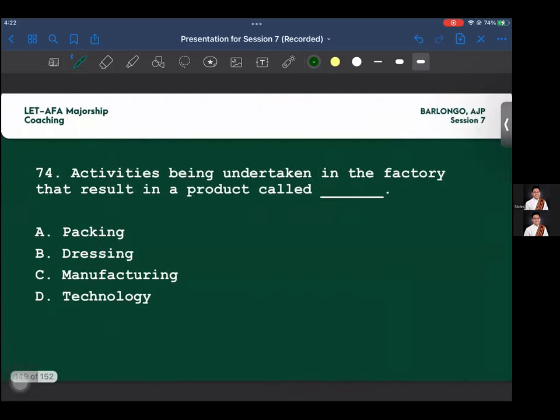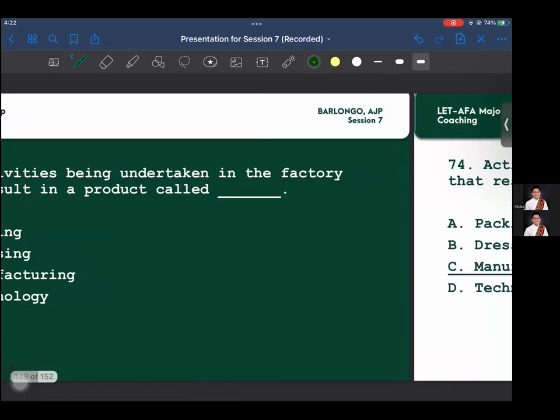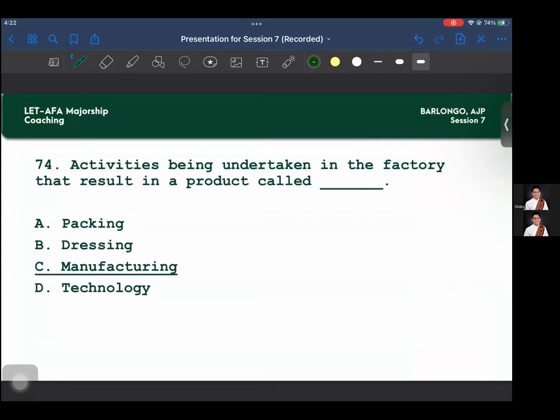So number 74. Activities being undertaken in the factory that result in a product is called blank. A, packing, B, dressing, C, manufacturing, or letter D, technology. Again, it results in a product undertaken in a factory, so you are manufacturing something. Thus, the answer is letter C, which is manufacturing. You cannot answer letter D because the question is about activities being undertaken, which must be a verb. Packing, dressing, manufacturing could be three of your choices. But the most formal and most used term for this specific process is letter C, which is manufacturing.